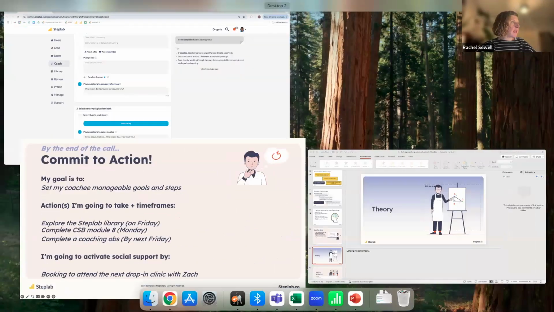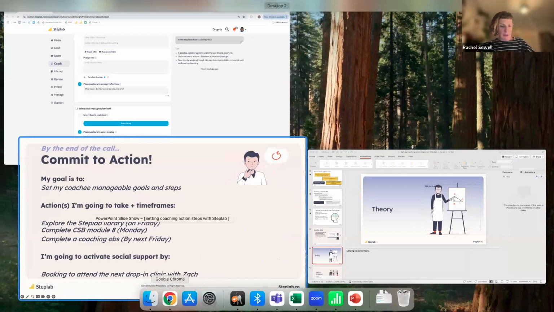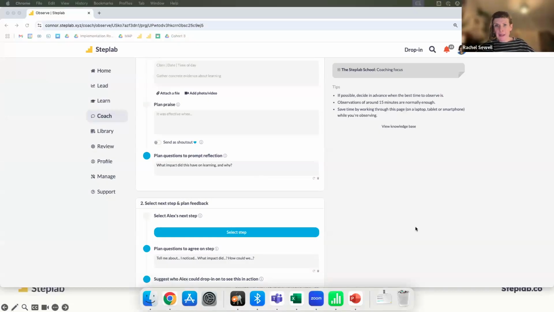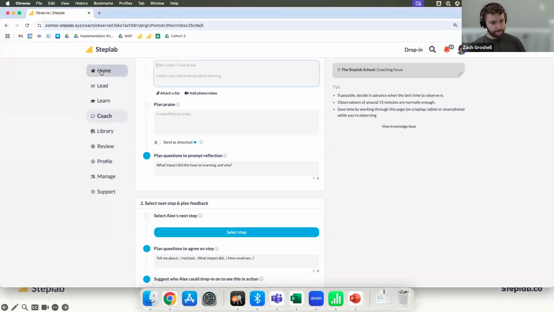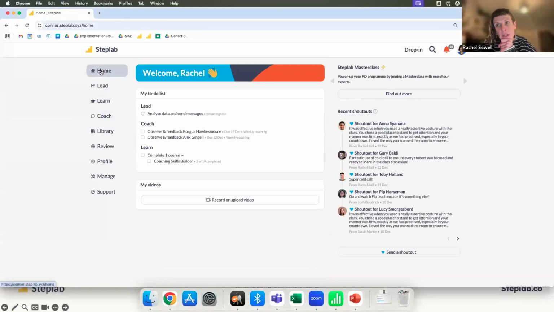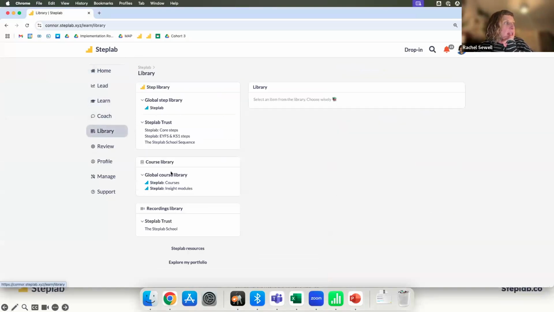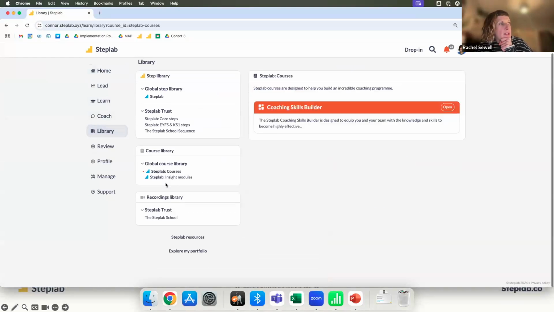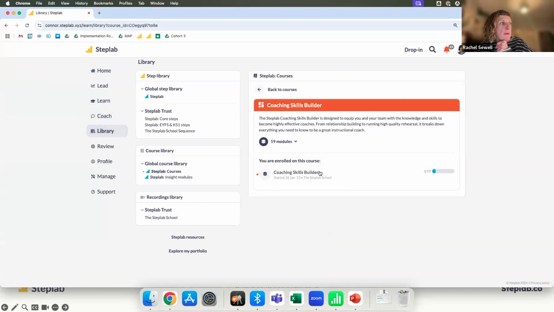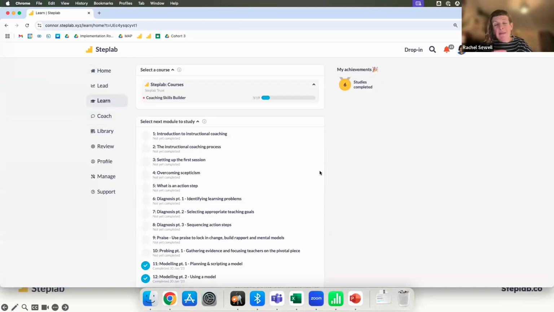Okay, cool. So the final thing to look at is, can you see Steplab again now? Yeah, perfect. Just to show you where you might go to dig into some of the theory in a bit more detail if you want to. If you head to your library page just here, and then you go to Steplab courses, you can see something called the Coaching Skills Builder. And if you click open here, there are bite-sized mini modules that you can use to explore some of the theory in a bit more detail.